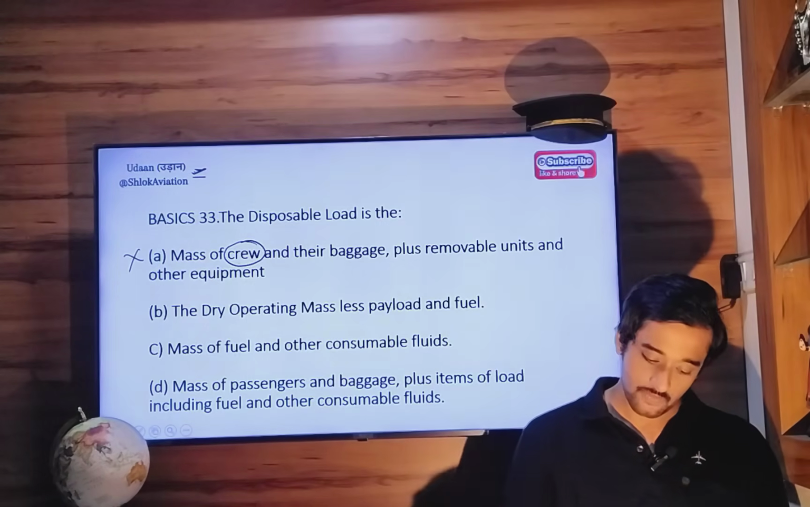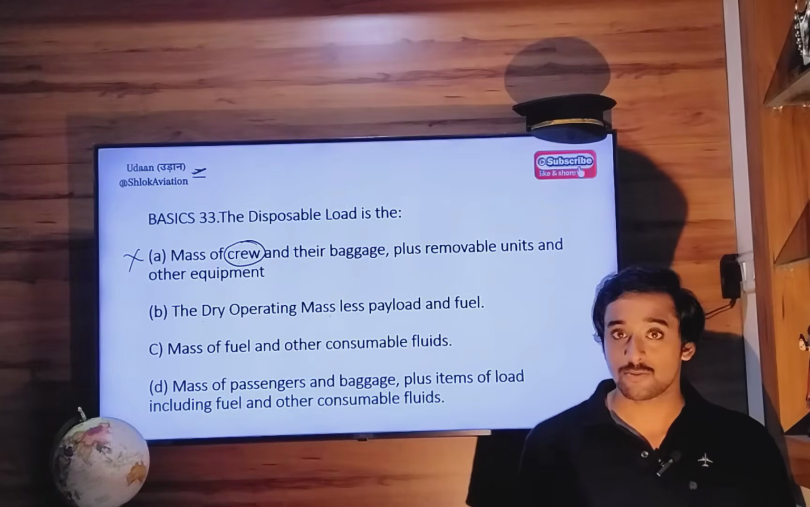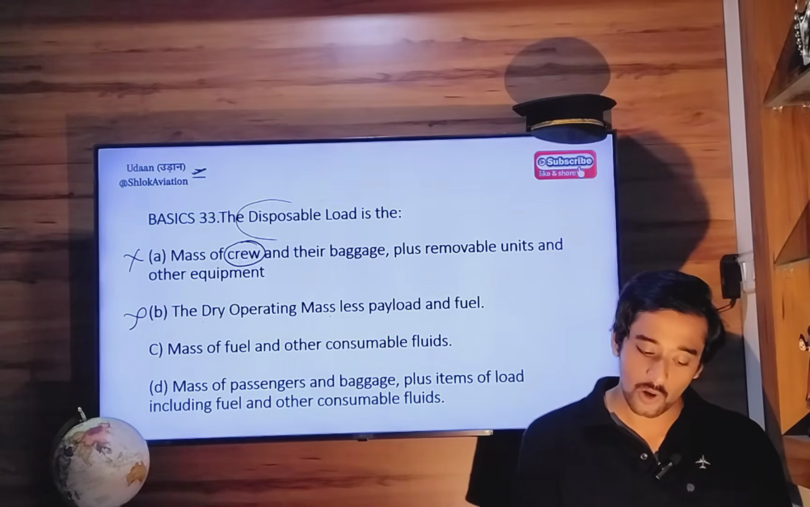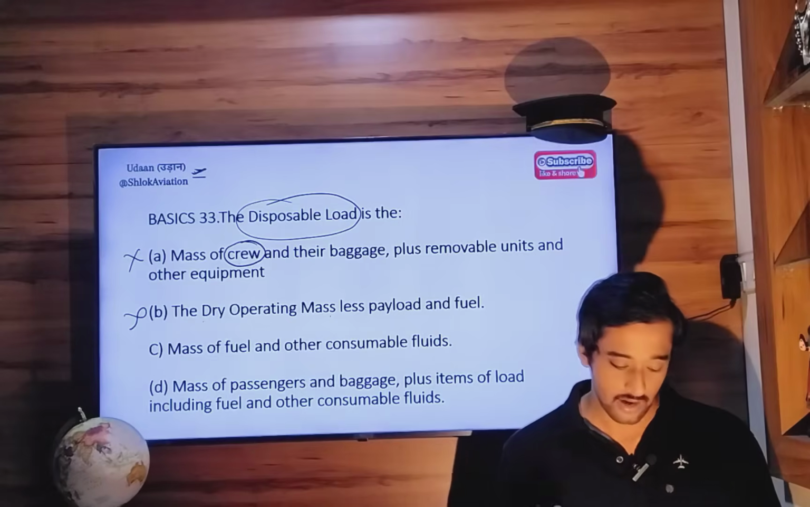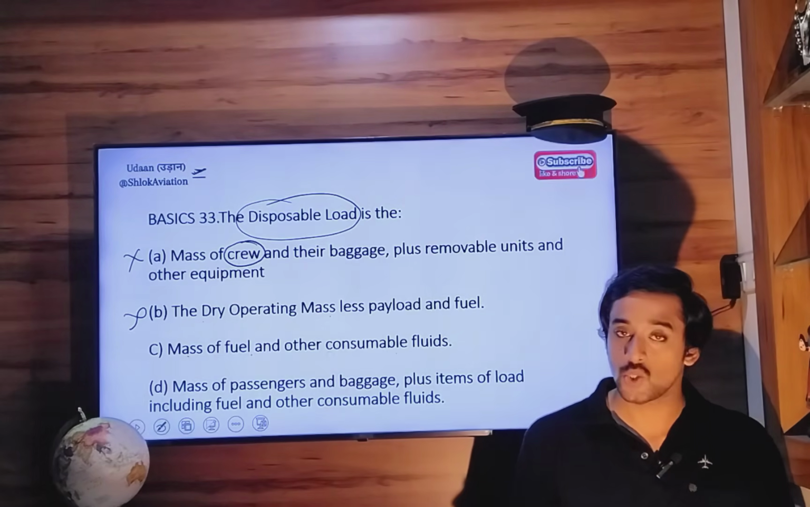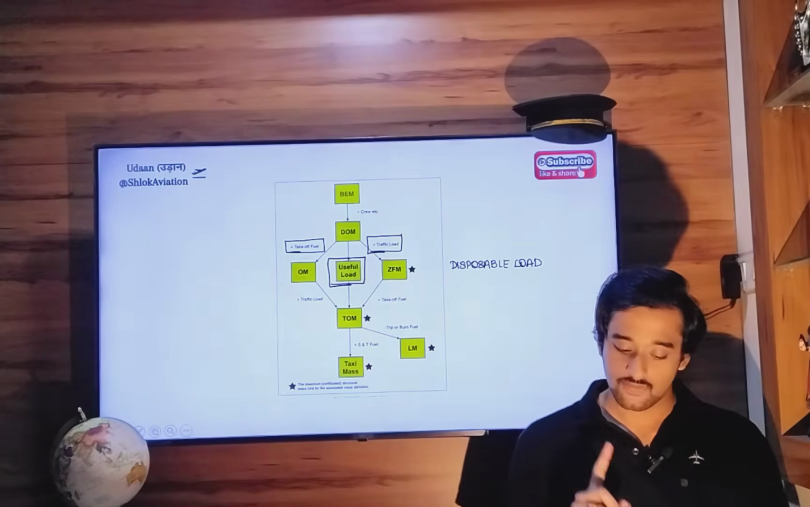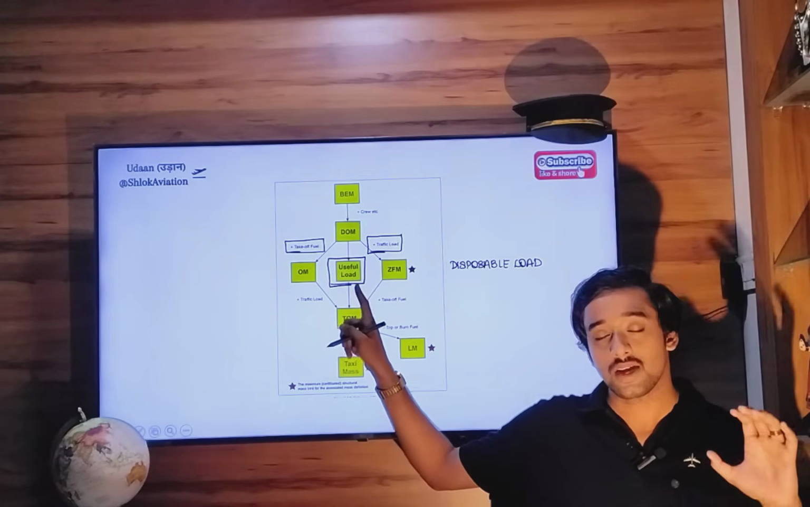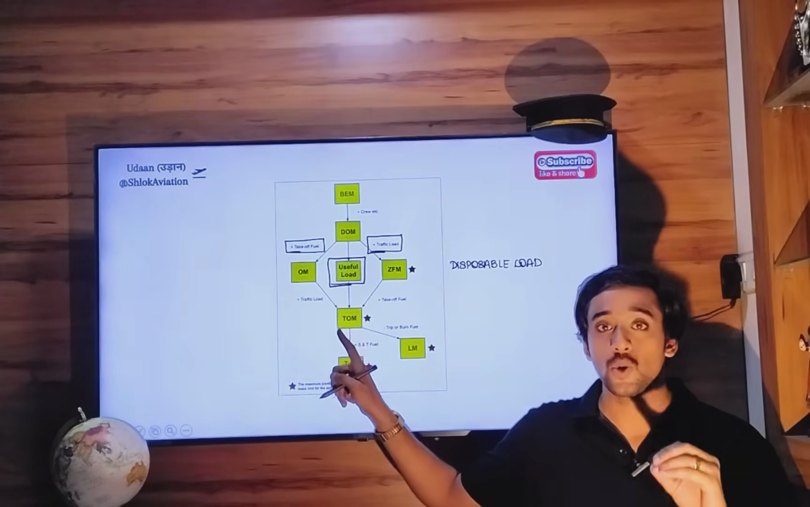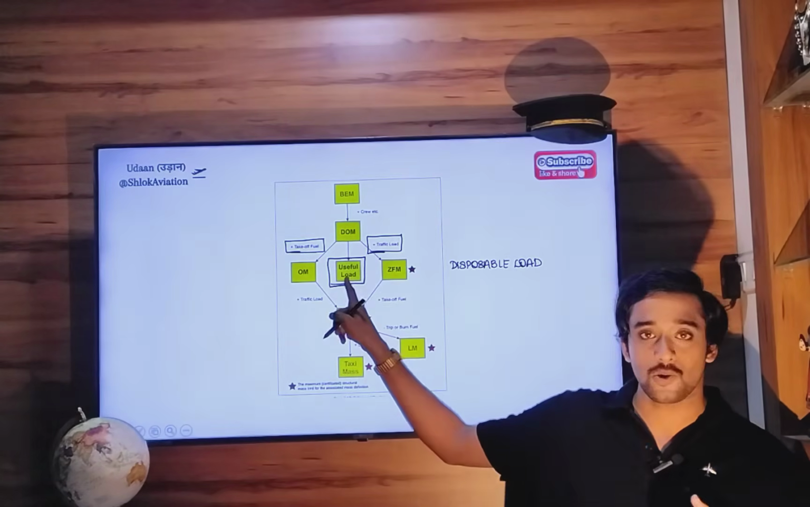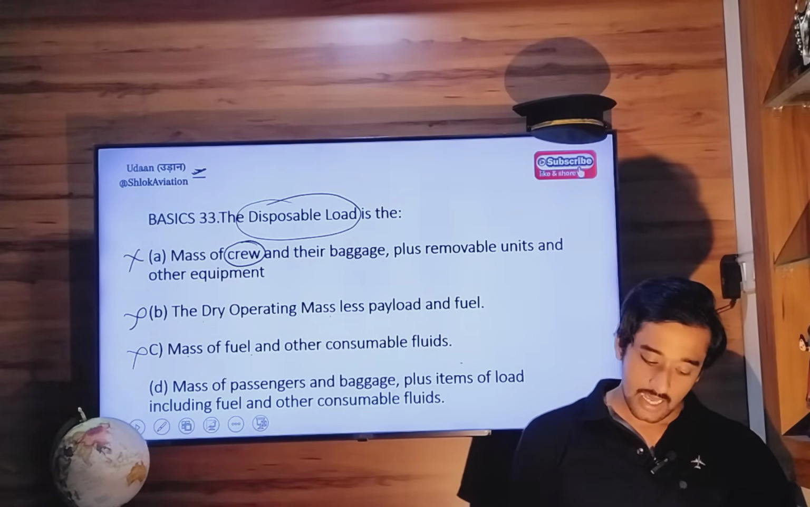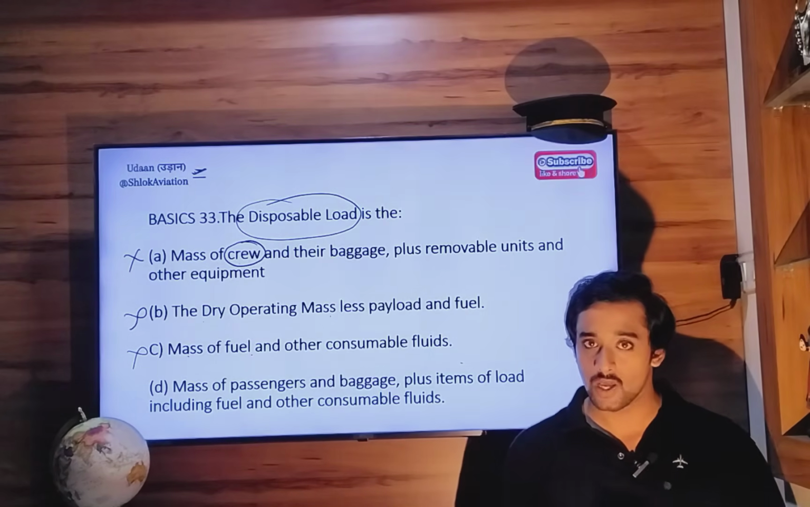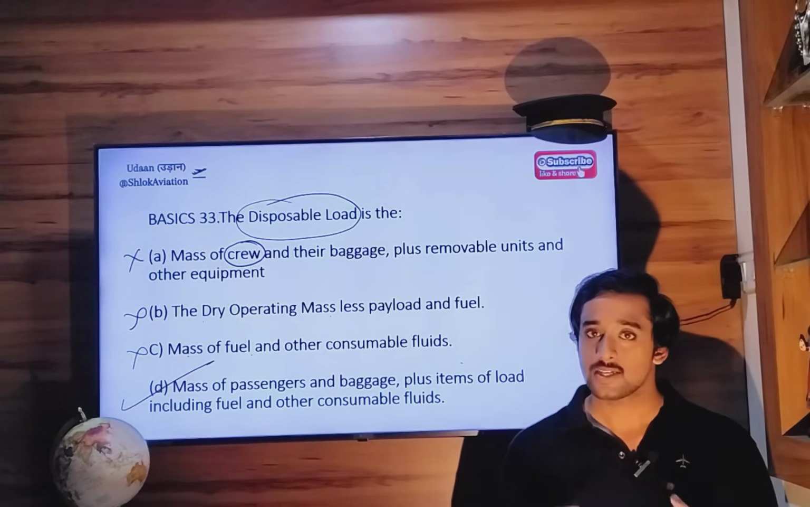So eliminate option Alpha. The dry operating mass less, that means subtraction. Dry operating mass without payload and fuel. So that is wrong. In fact, useful load or disposable load includes fuel and payload, right? Next, mass of fuel and other consumable fluids, wrong. Yes, it's correct that disposable load does include takeoff fuel, but it doesn't include only the takeoff fuel. It also includes traffic load. So statement C is wrong. Delta: mass of passengers, baggage plus items of load like fuel and other consumable fluids. Yes, so Delta is the wholesome option. So it is the right option.